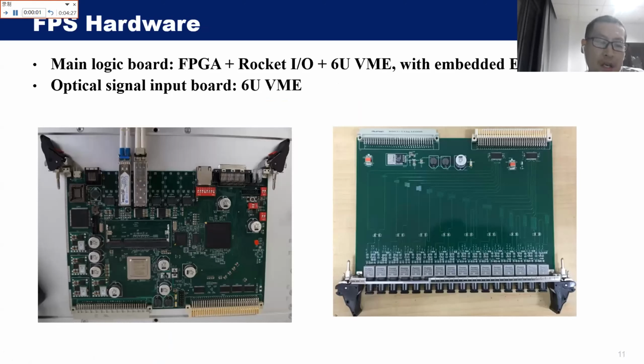The FPS hardware was designed using the VME form factor, 6U height, and we have two kinds of FPS boards: one is the main logic board, and the other is the optical signal input board. Both boards are designed by the CSNS control team. On this board, there is an embedded event receiver to receive the timing signal.